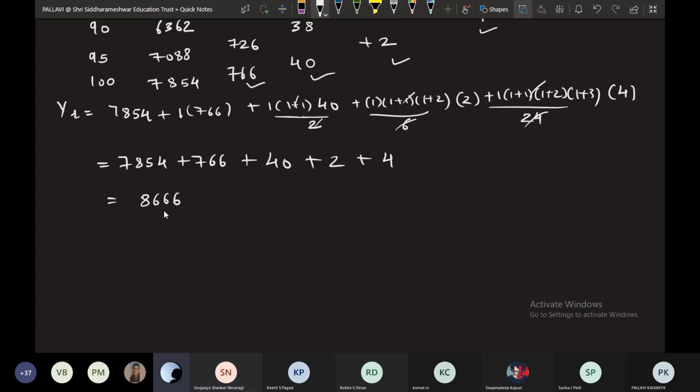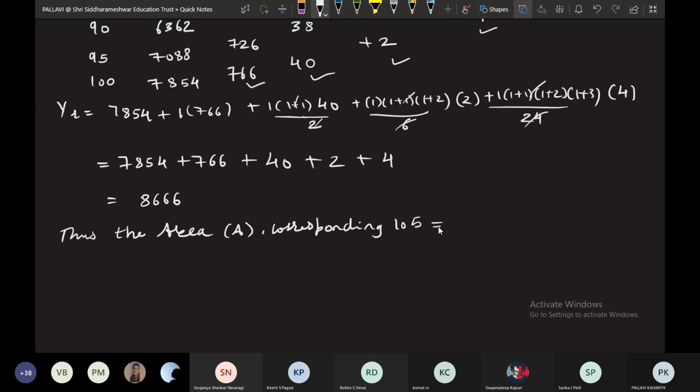Yes, ma'am. Okay, thus how do you write the final answer? Thus the area A corresponding to the diameter 105 is equal to 866.